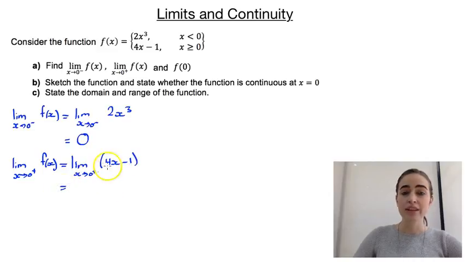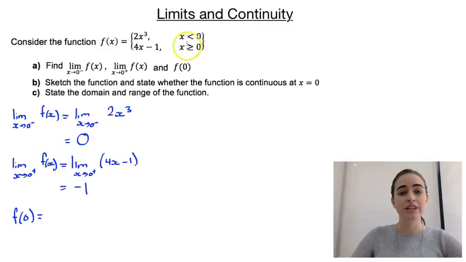And we'll substitute in that 0, so 4 times 0 is 0, minus 1 gives us minus 1. So already we can see that because they're different values, this isn't going to be continuous, but we will just find that last one as well. So the last one is finding the value of f of 0. So f of 0, we're looking for that equality sign there.